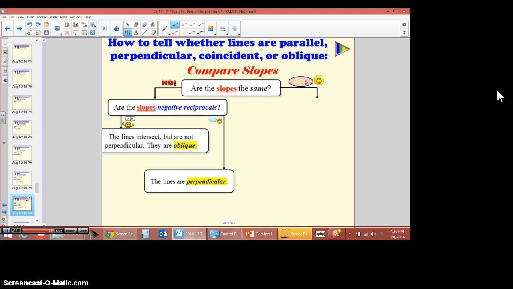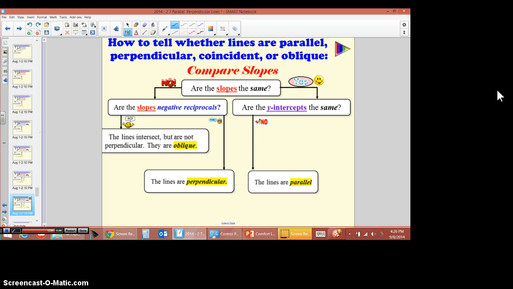Now on the right side, if I say, are the slopes the same? I say yes. Ooh, interesting. Now I ask myself, are the y-intercepts the same? If the y-intercepts are the same, then by golly, it's the same line. So if they're not, then they're parallel. If it is, then they're coincident.